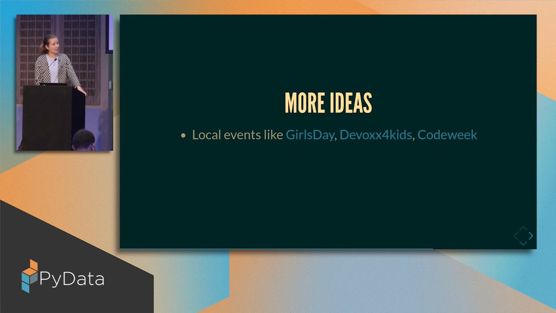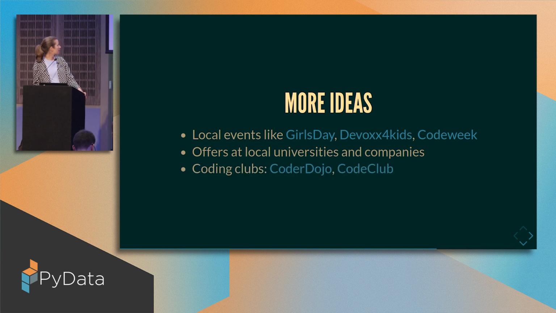Then more ideas is that you can check out local events. For example, there's the Global Code Week, there is Girls' Day, DevOps for Kids. There are lots of local offers when you start looking for them. Also, it's always a good idea to look into what universities offer and what companies offer. For example, where I work, we do have child events from time to time because lots of us have a lot of fun doing that with kids. So you might find opportunities there.